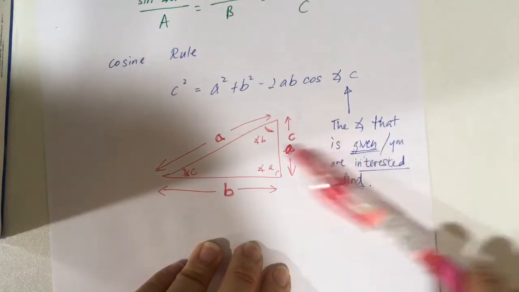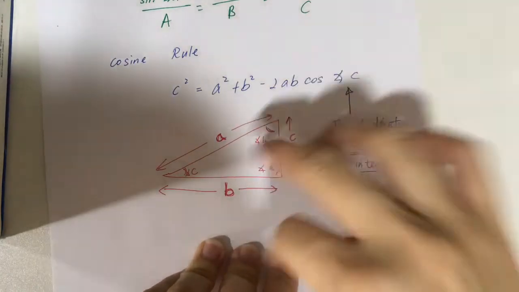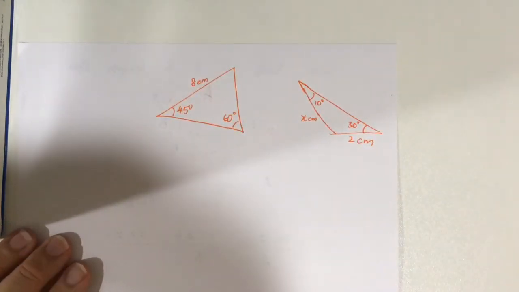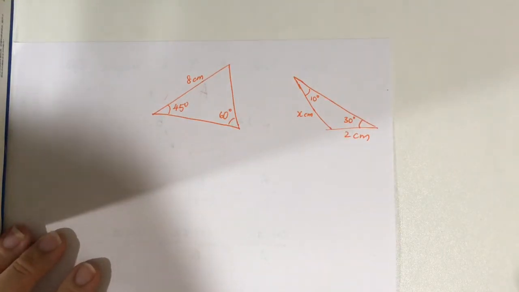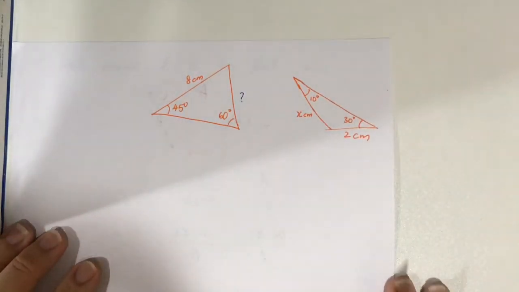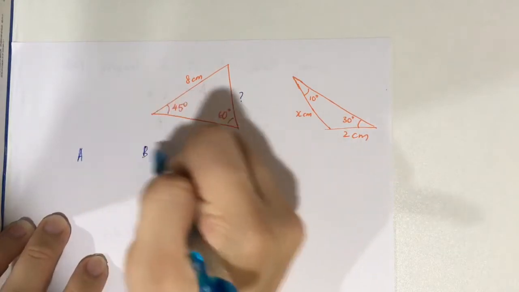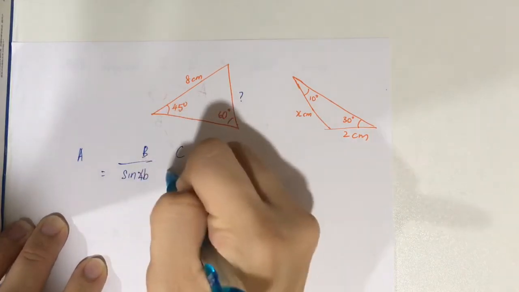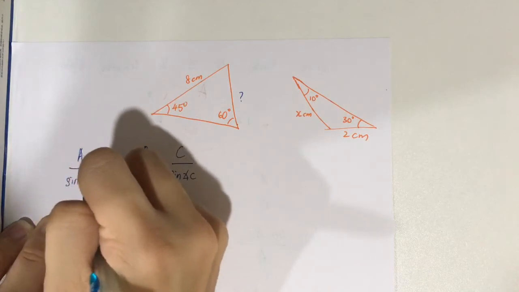Then the rest will follow, because opposite the angle will be C, then the other two will be interchangeable. Okay, so let's look at this example for sine rule. In this case, they want you to find this. So this is a length, so I will put in A, B, C over sine angle B, sine angle C. This is sine angle A.